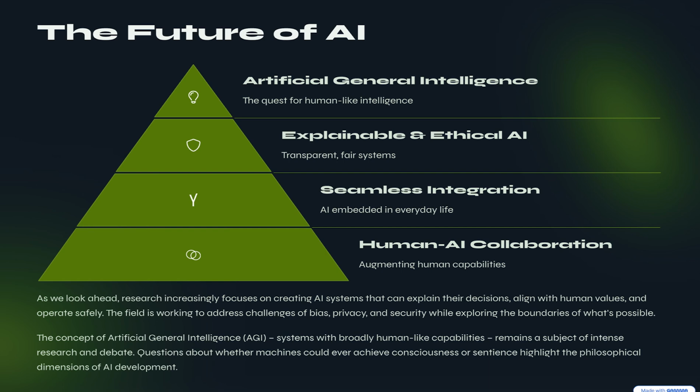So, looking ahead, what's the focus now? A lot of focus is on explainable AI, making these systems less of a black box. Ethical considerations are huge. Seamless integration into our lives. Human-AI collaboration. And the big one, artificial general intelligence, AGI. That's still the long-term, maybe ultimate goal for some. Creating AI with human-like general intelligence. It raises all sorts of philosophical questions.